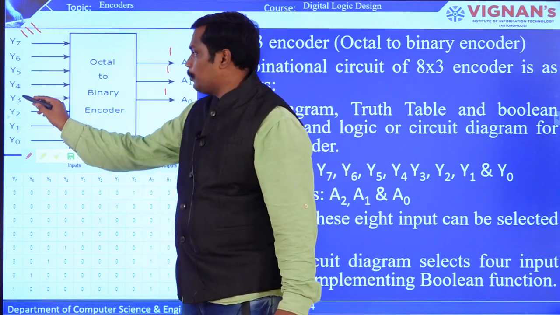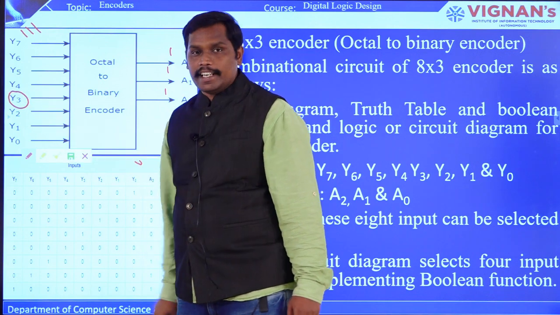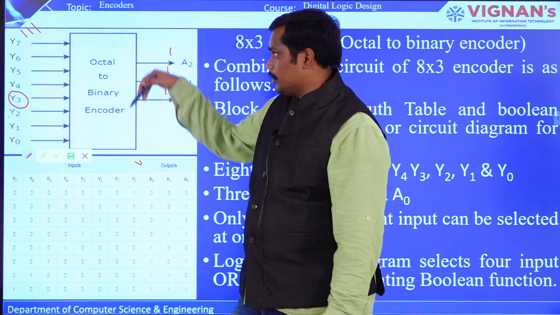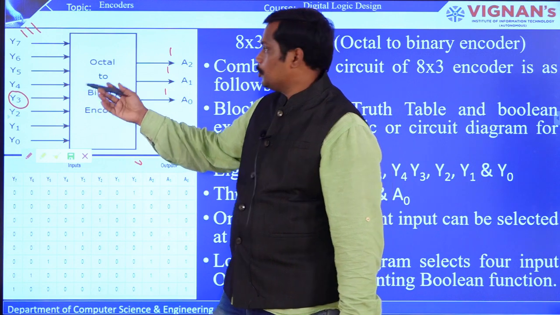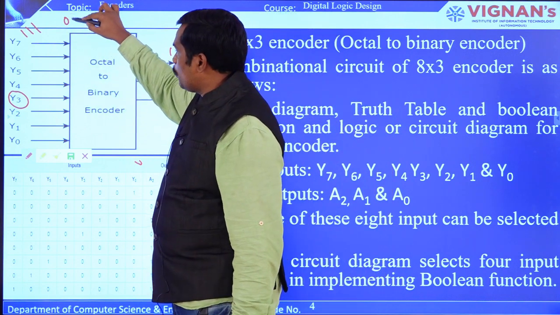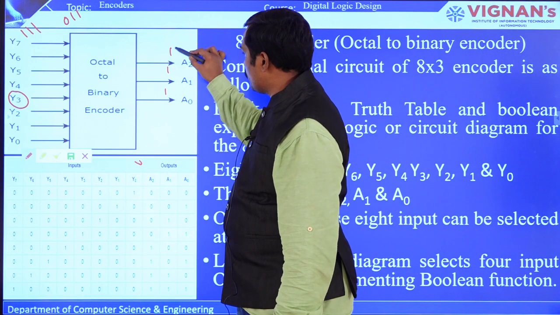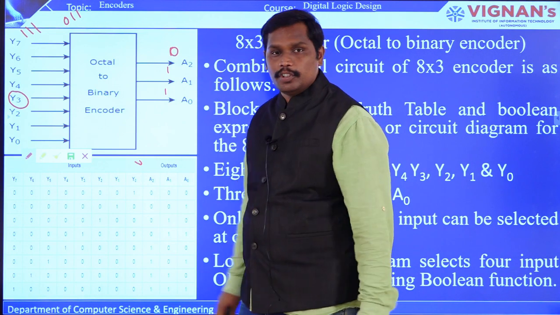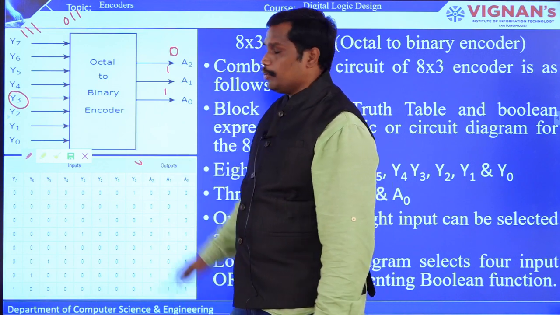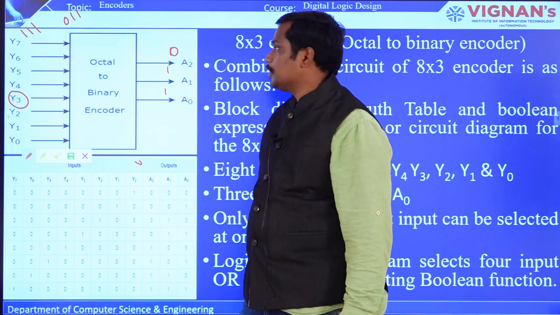For example, if you want to make Y3 active, what is the octal? What is the general octal representation of Y3? 3 is something like 0, 1, 1. So it will be 0, 1, 1, right? 0, 1, 1. This is how you are going to get the output based on the input.